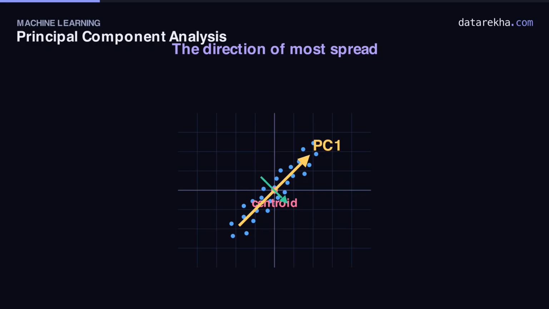The second principal component is fixed by two rules. It captures the most of whatever spread is left, and it stands exactly perpendicular to the first. Here it is, the short axis PC2, two perpendicular axes, ranked by how much the data varies along each. The long one holds most of the story, the short one, very little. That ranking is the whole engine of the method.